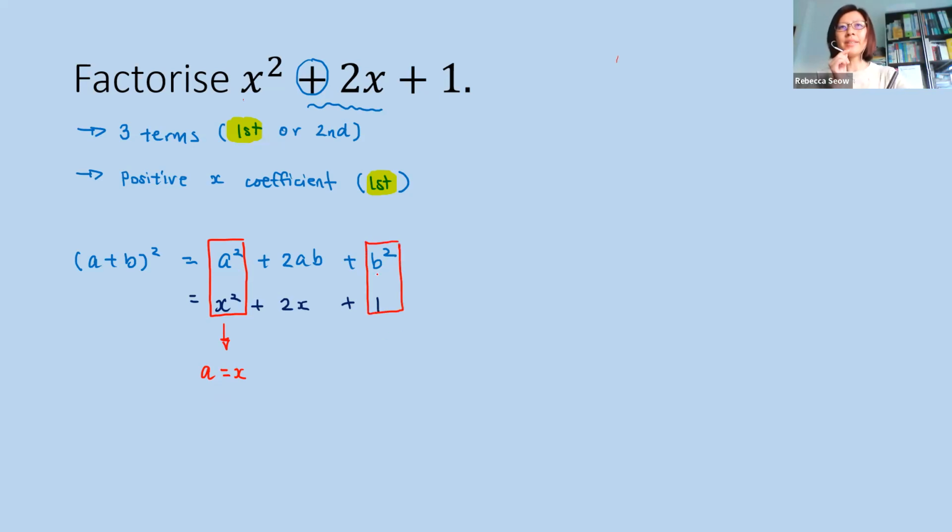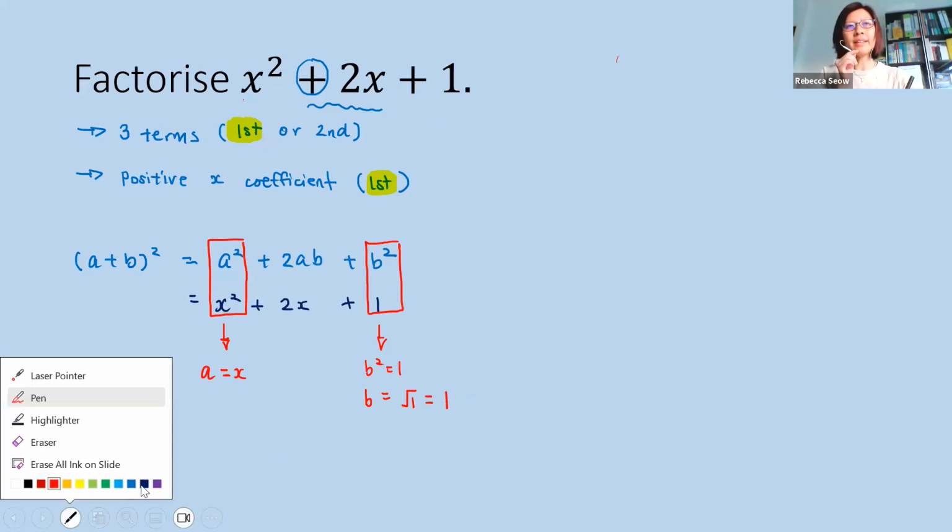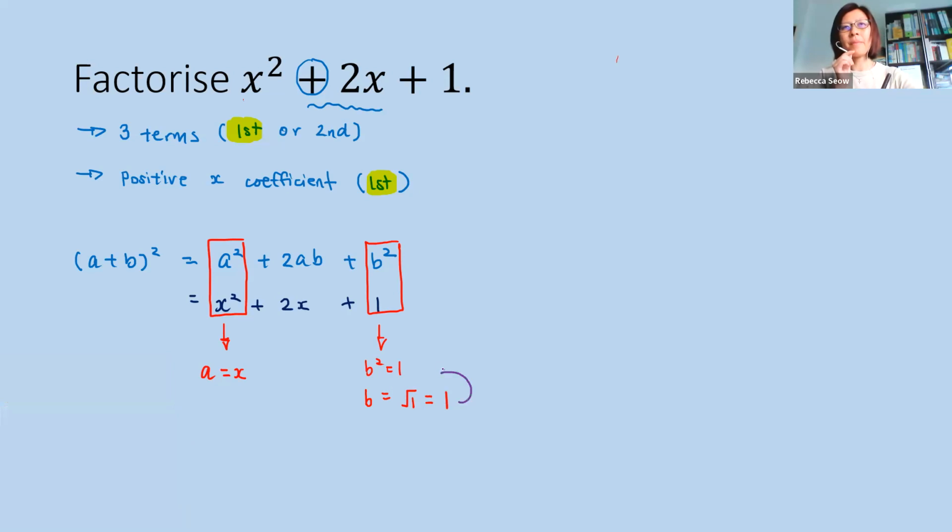We will see from here that b squared is equal to 1. If b squared is equal to 1, b would be the square root of 1, and that would make 1. Okay, since we could always say that actually 1 refers to 1 squared, because 1 squared is 1.